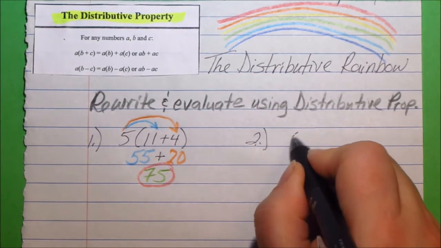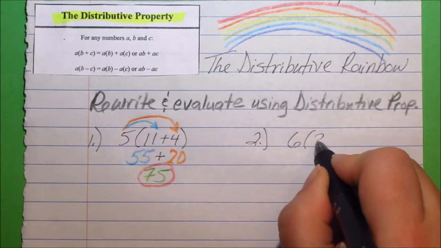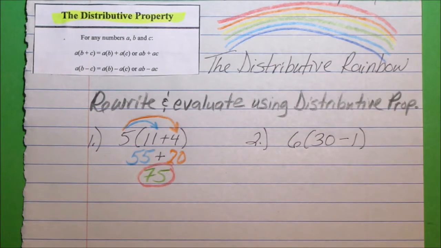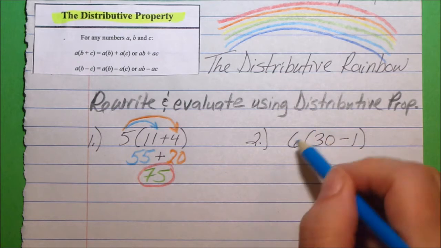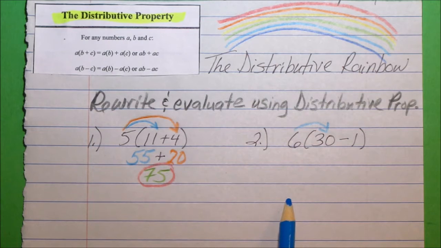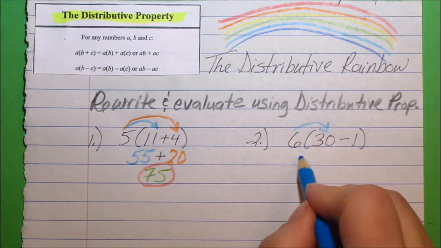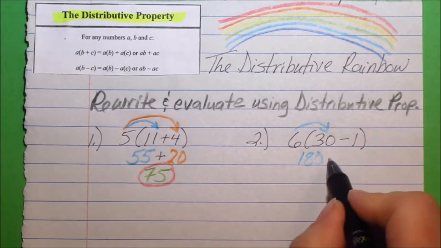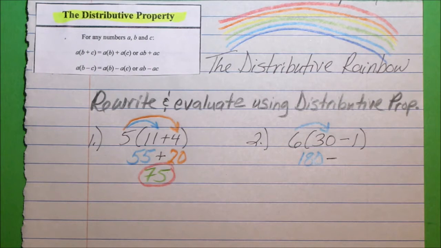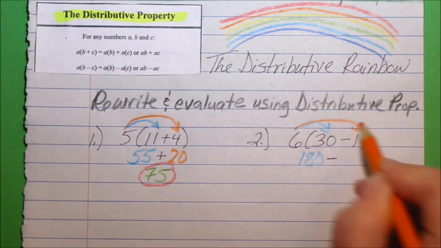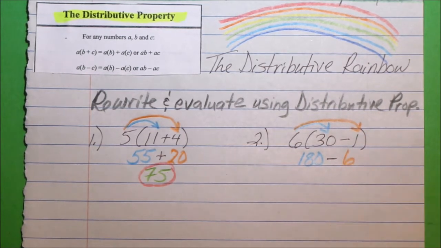So number 2, we've got 6 times (30 minus 1), all right? First step is 6 times the first number. So that would be 6 times 30. Well, 6 times 3 is 18, so just add the 0. And I know I've got 180. And keep that operation, subtraction this time. And then step 2 is to multiply the 6 times the second number, which is 6 times 1, so that's 6.